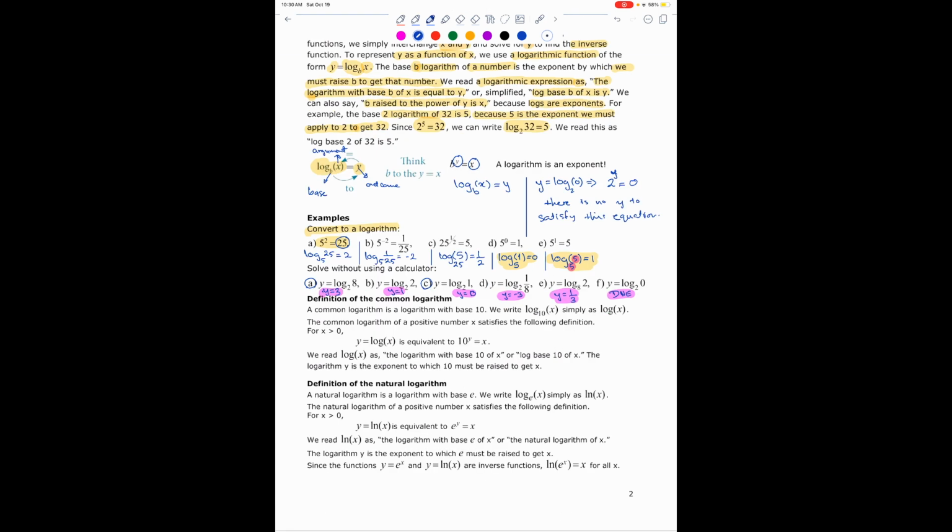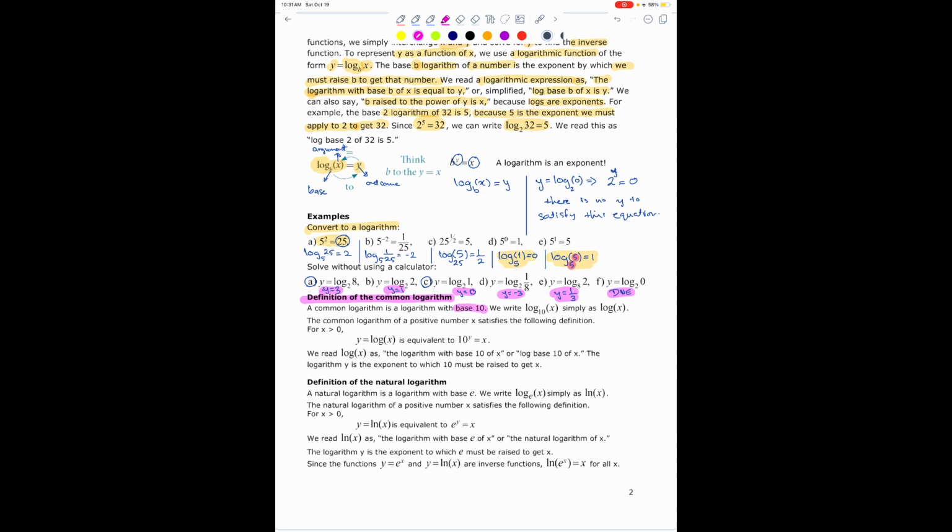Okay, so now that we discussed the meaning of logs, and we know now that logarithms are basically another form of exponents, we have two types of logarithms. The first logarithm is what is known as the common logarithm. A common logarithm is a logarithm with a base 10. We write it log base 10 of x, or simply omit the 10 and just write log of x. So if you see a logarithm without a base, the base is automatically going to be 10.